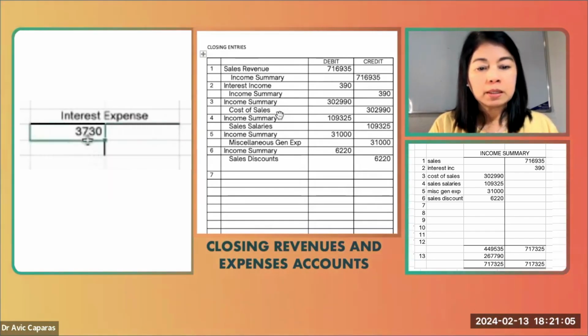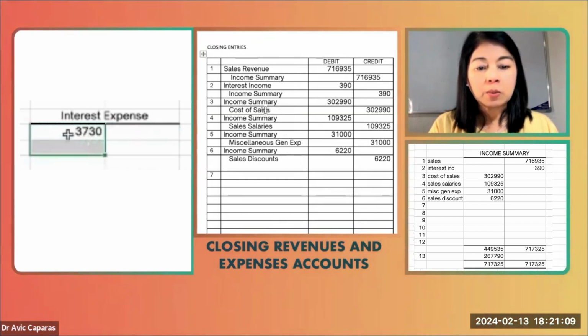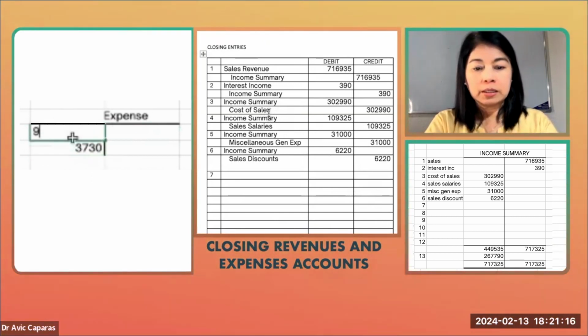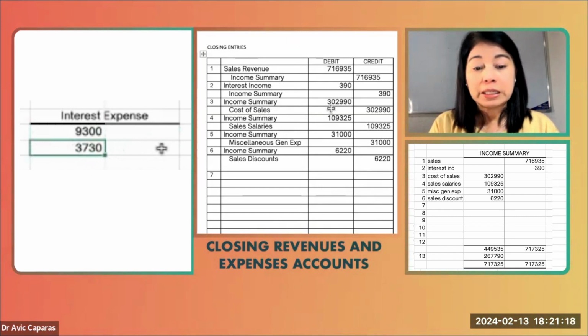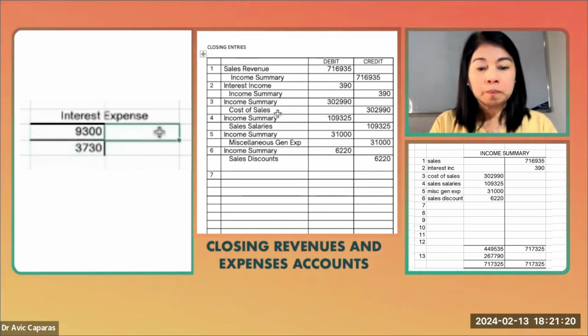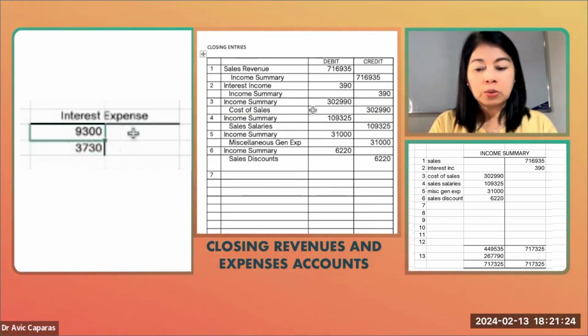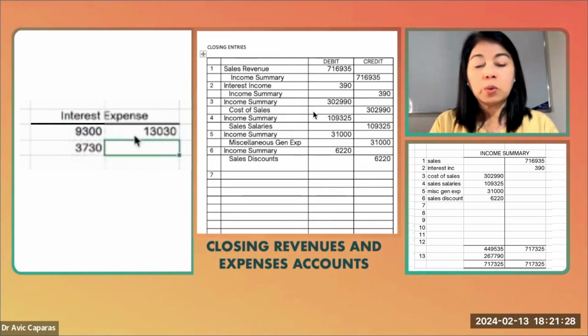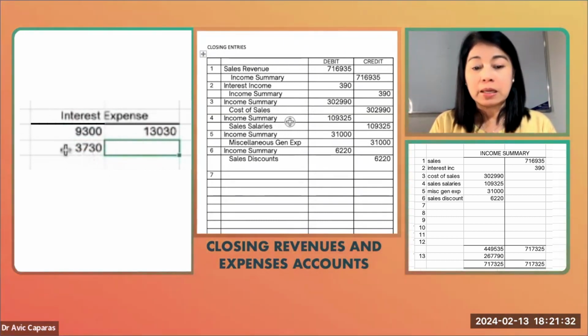Okay, it seems that I have to mention this. It seems that for interest expense, there should have been a balance here of 9,300 initially on January 31, and 3,730 is an adjustment. So we are going to add these two. So we will credit 13,030 to interest expense and debit income summary, and we're going to close it.